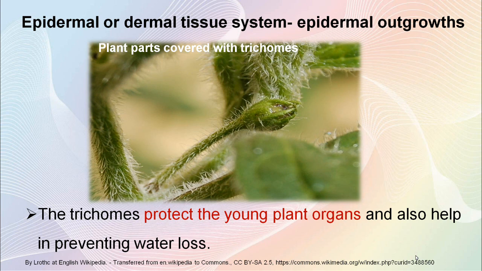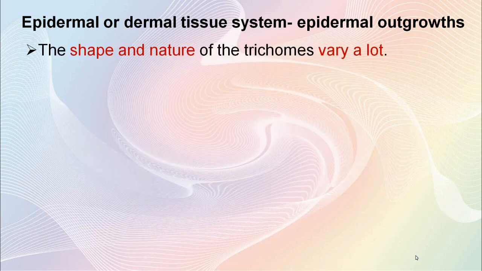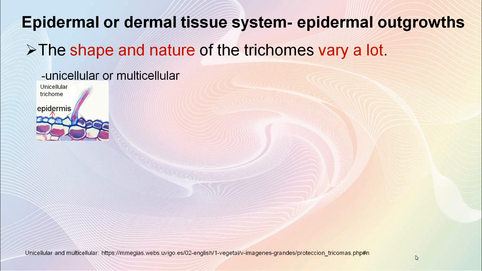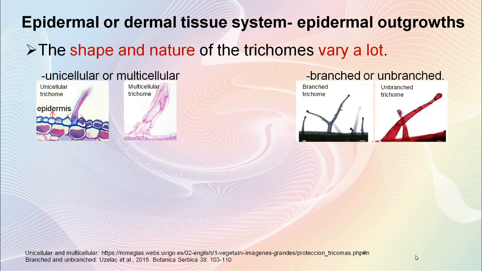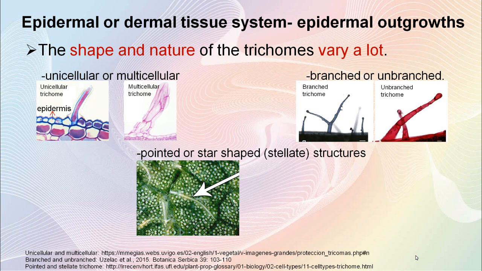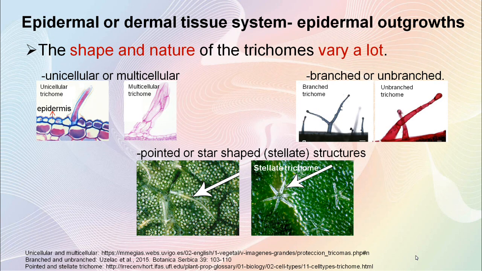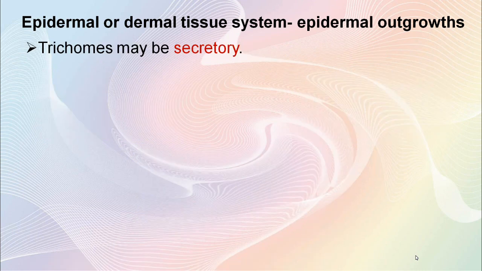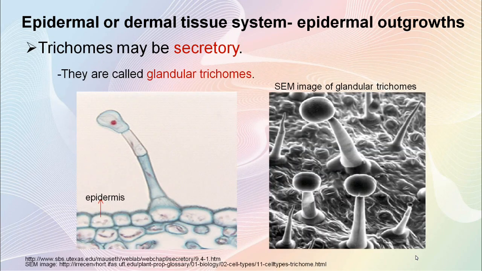The shape and nature of the trichomes vary a lot. They may be unicellular or multicellular. They may be branched or unbranched. Some are pointed structures and some are star-shaped. In some plants, the trichomes may be secretory. Such trichomes are called glandular trichomes. They have a glandular tip which produces some kind of secretion.